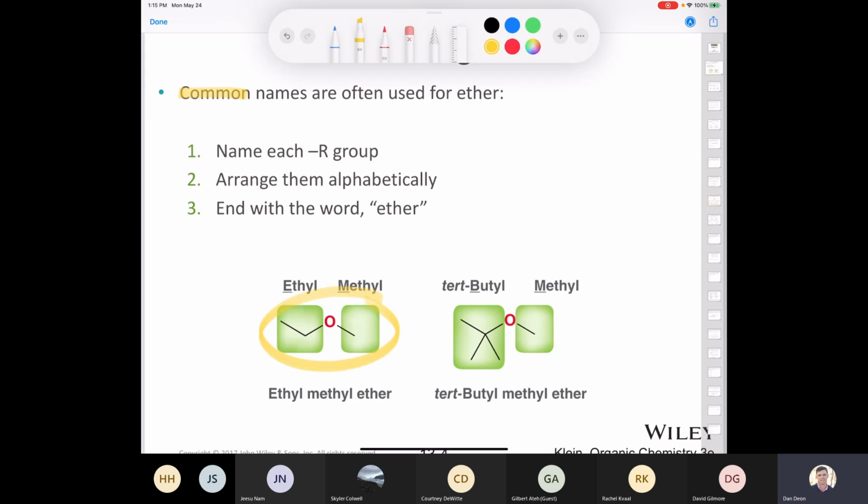So if you had this ether right here, well, what have we got? We've got a methyl group over here. We've got an ethyl group over here. We put them in alphabetical order. E comes before M, so we have ethyl methyl ether. The next one, we have a tert-butyl group here, and then we have a methyl group on the other side.